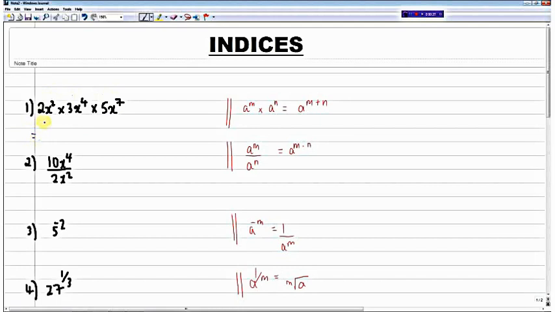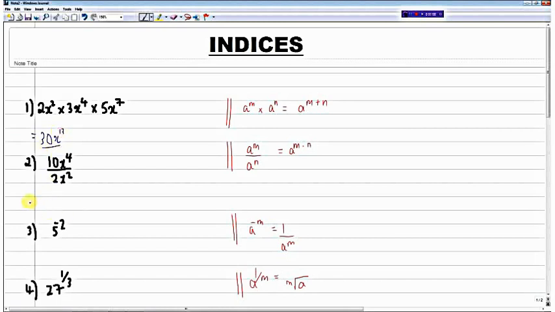Since it is just simple multiplication, we can first of all just do the numbers first. We can just say 2 times 3 times 5, which is 30. And then to do the x terms, we have to use this law here, which states when you multiply two numbers which are raised to the power of something, you basically add the powers together. So in this case, we can add these powers together. So it's 2 plus 4 plus 7, which is 13. So the answer in this case is 30 x to the power of 13.